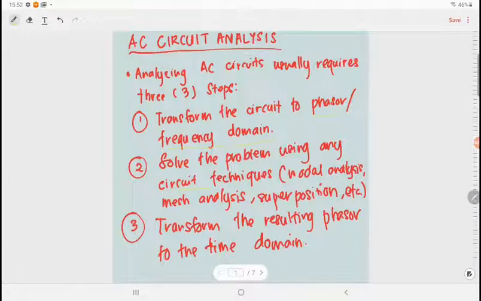When I say any circuit technique, that means you can use nodal analysis, mesh analysis, superposition, and whatever analysis that we did in DC analysis, we can also use in AC circuit analysis. The last step, you need to transform the resulting phasor to the time domain. But this depends. Sometimes you need to transform into the time domain. Sometimes you can just leave your answer in phasor form.